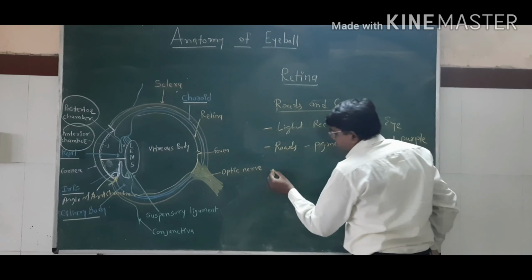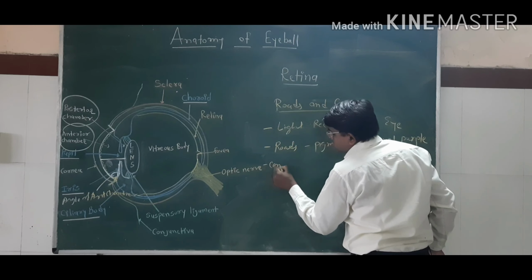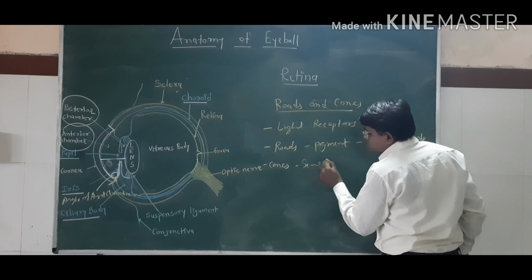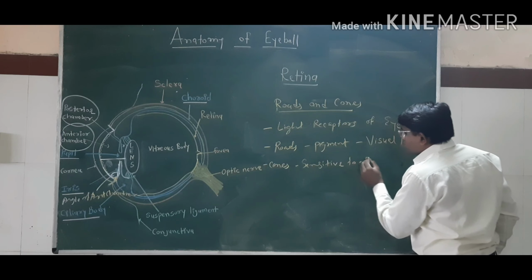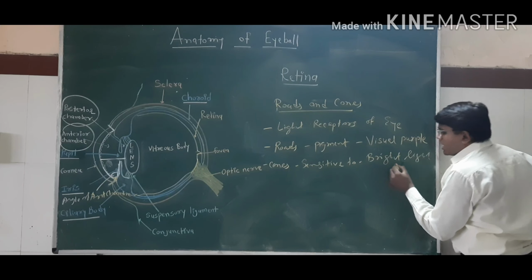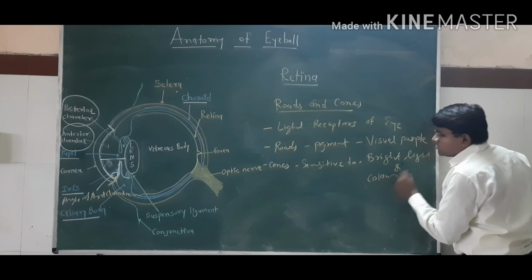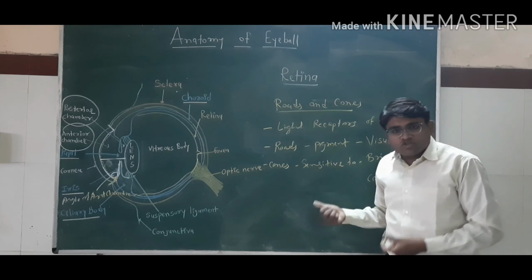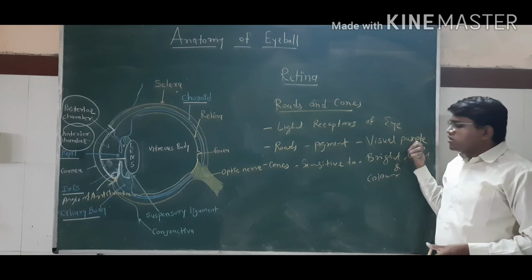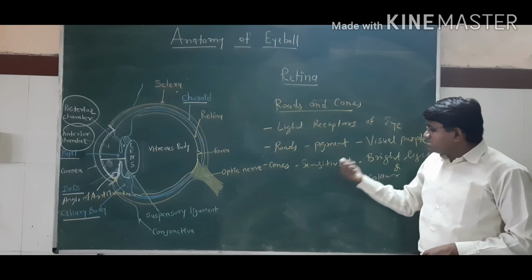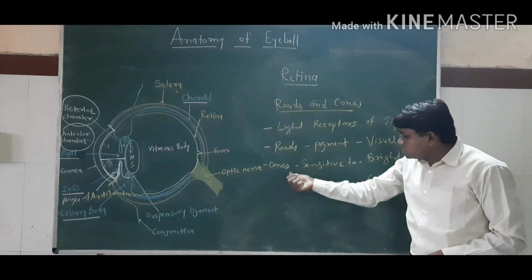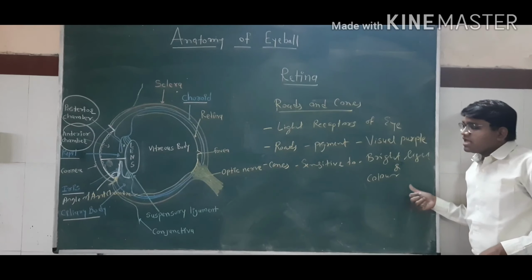Whereas the cones, they are not sensitive to the bright light and color. Okay, so what is the main difference of rods and cones? So rods, they have the special type of pigment known as visual purple, and due to this pigment they are sensitive to the dim light, whereas the cones, they are sensitive to the bright light and the color.